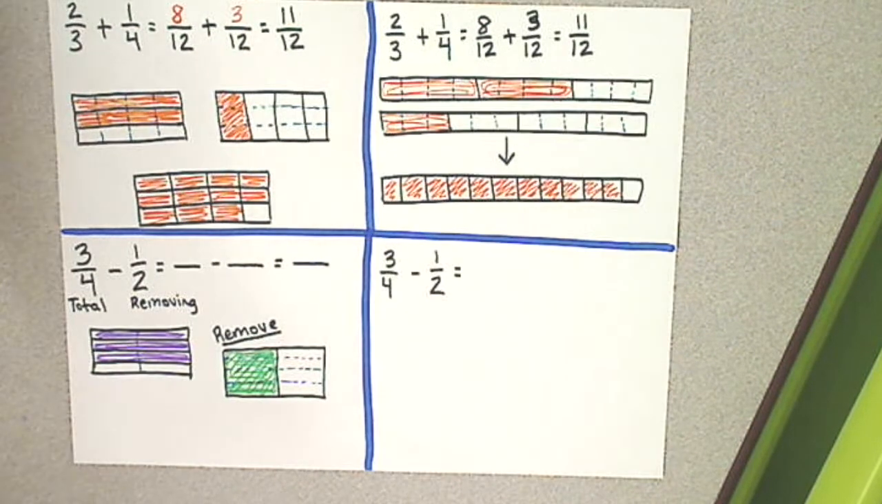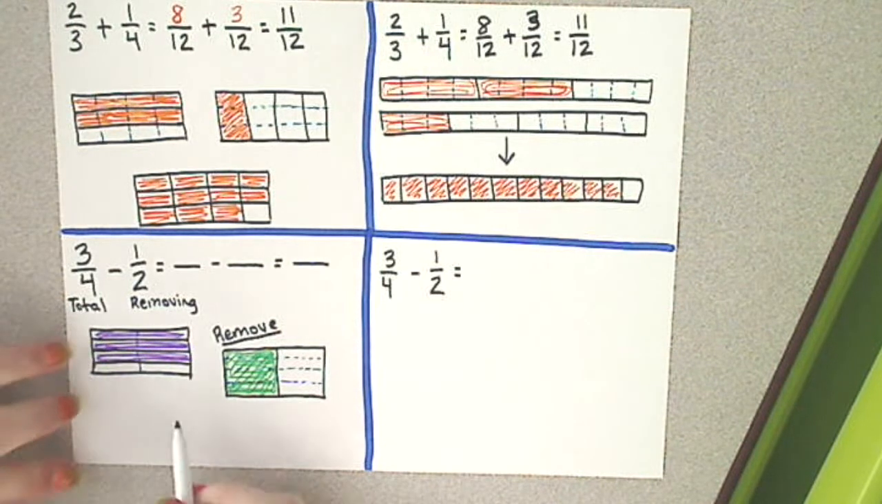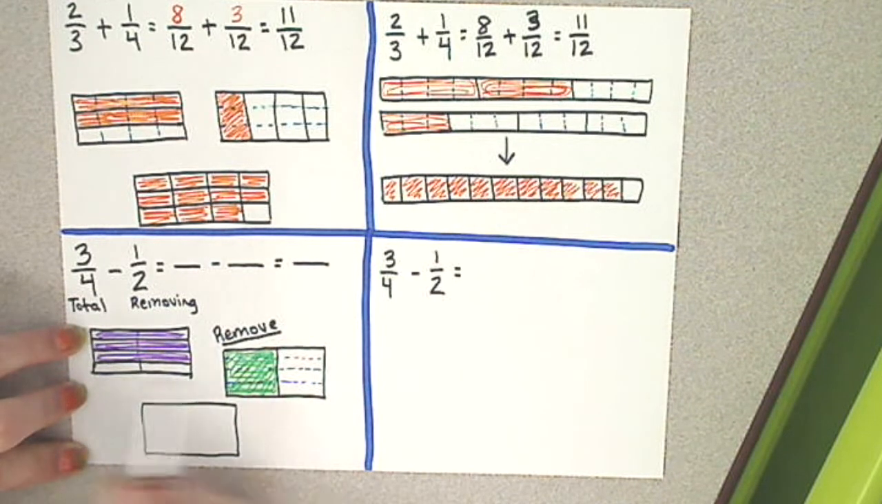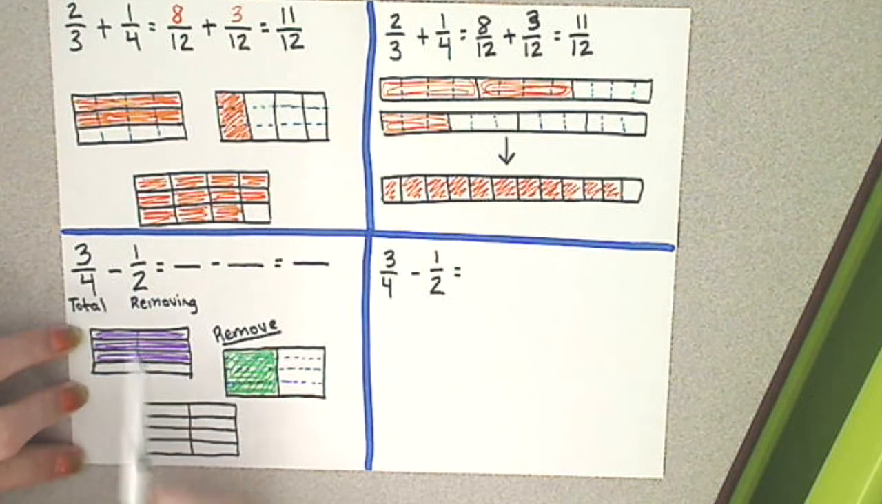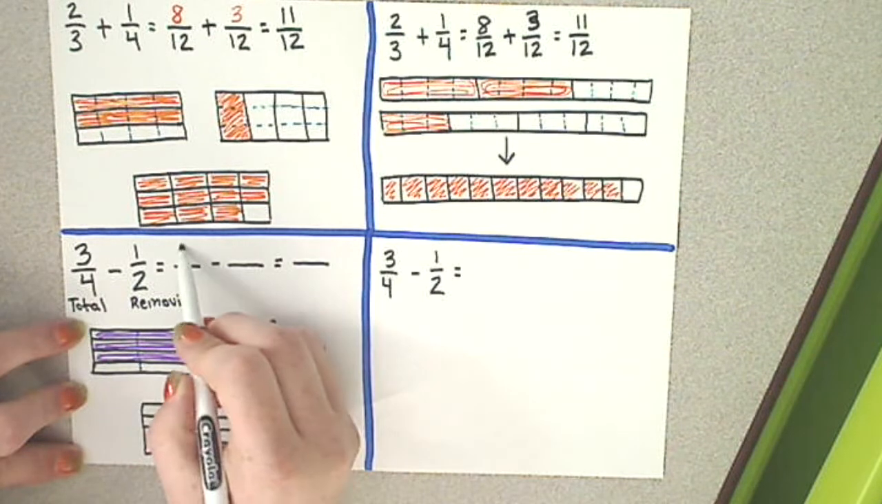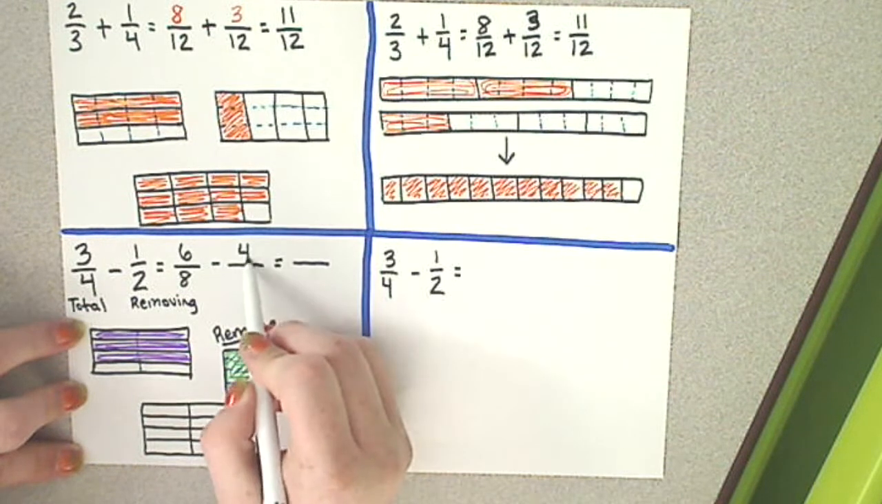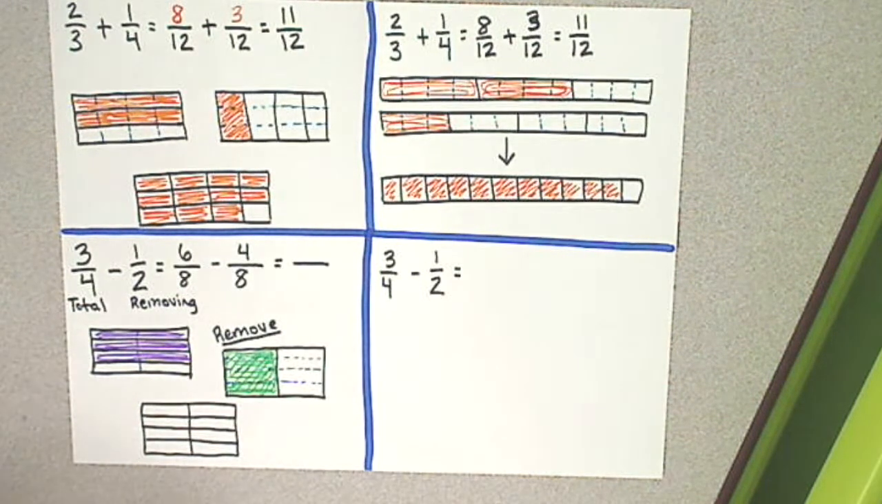Now we've got some comparison here. So now I'm going to redraw the model with all of the lines in place. So I have it in half and I have it in fourths. And we can now say that our 3/4 is 1, 2, 3, 4, 5, 6 pieces out of 8. And our 1/2 is 1, 2, 3, 4 out of 8.